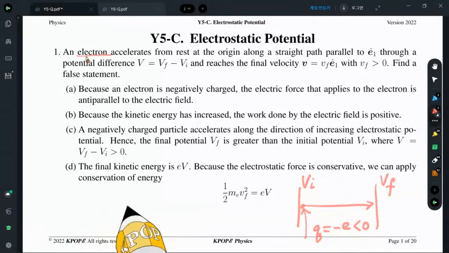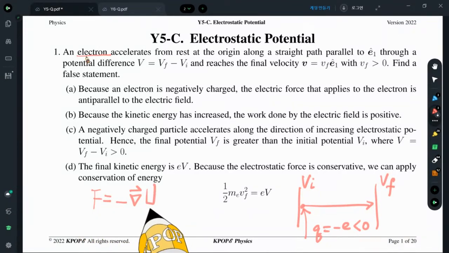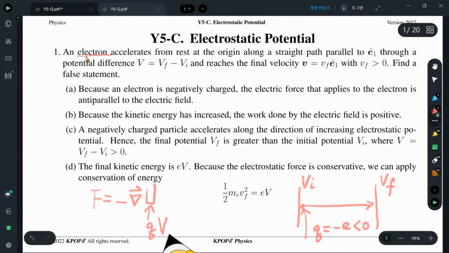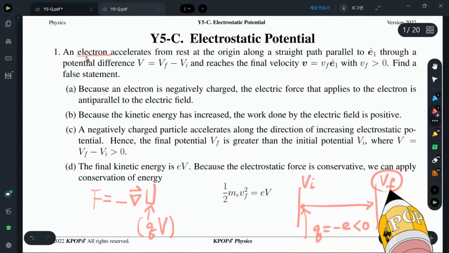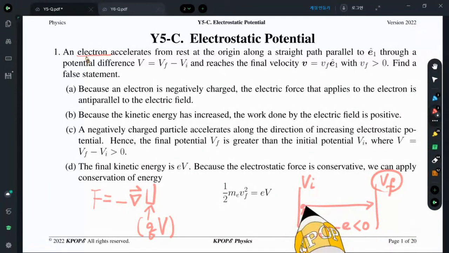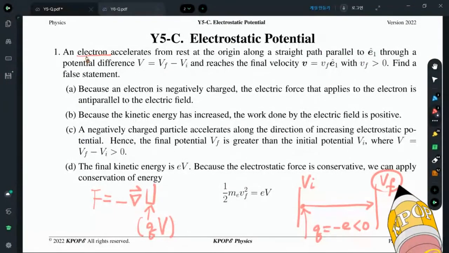We know force is minus the gradient of potential energy, and potential energy is charge multiplied by potential. So the potential energy depends on the sign of the charge. Potential is fixed. So a negatively charged particle acquires kinetic energy when it moves along the direction of increasing potential. For a positively charged particle, the force is from the place where the potential is higher to lower. That's the difference.